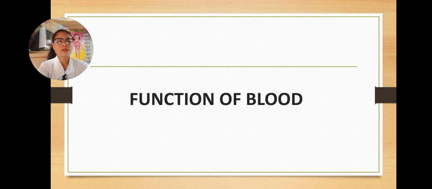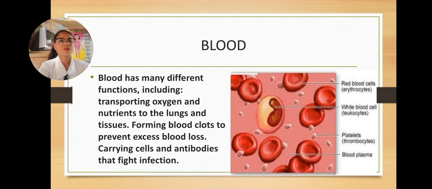So, next is the function of the blood. Blood has many different functions, including transporting oxygen and nutrients to the lungs and tissues, forming blood clots to prevent excess blood loss, carrying cells and antibodies that fight infections, and not just that, but taking away tissue waste. The lymph vessels carry lymphatic fluid.